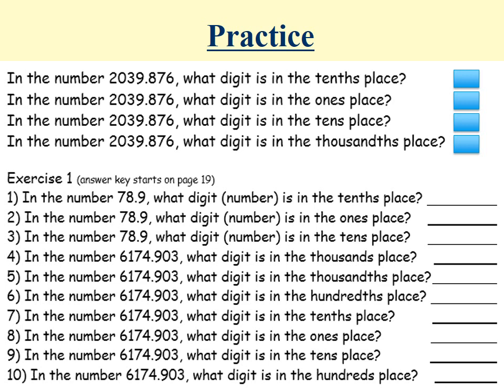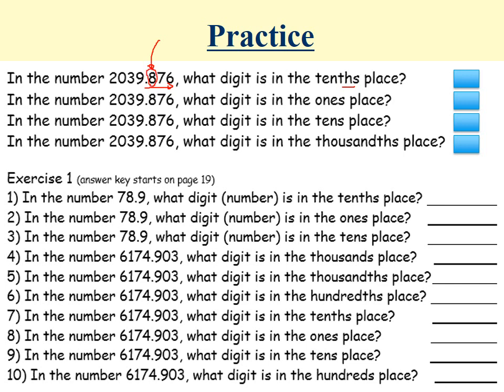So we'll do an example together here. In the number 2039.876, what digit is in the tenths place? So "ths" means we're looking on the right side, in the fractional portion. And tenths is the first number we encounter to the right side of the decimal. So the number in the tenths place, in this case, would be 8.